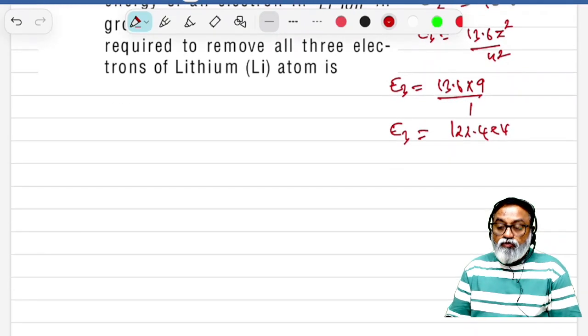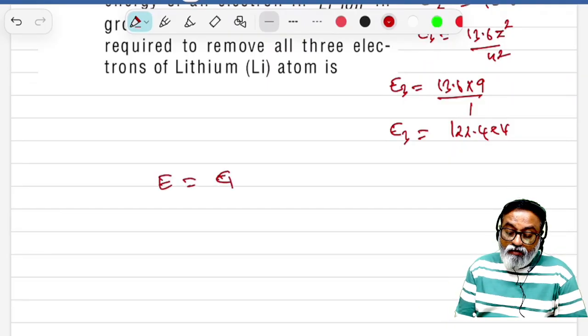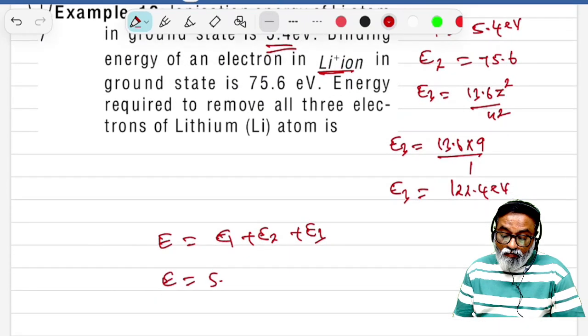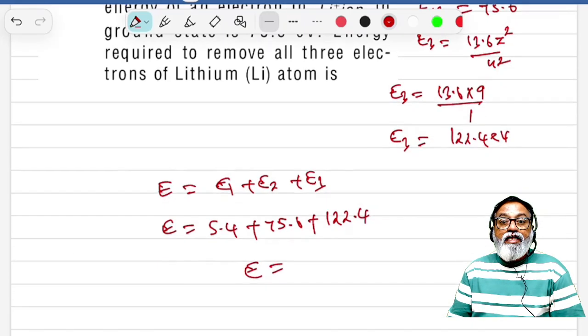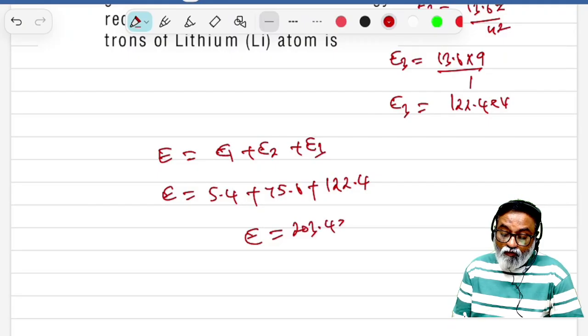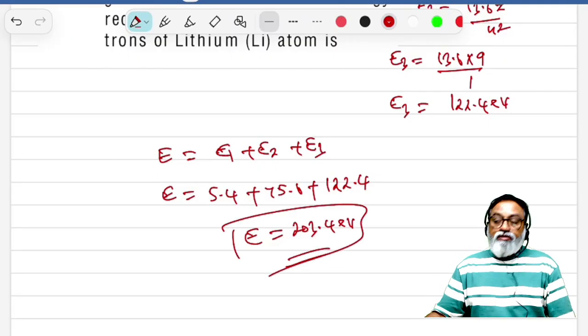Therefore, to remove the 3 electrons, total energy required E is equal to E1 plus E2 plus E3. E1 is given as 5.4, E2 is 75.6, E3 is 122.4. Therefore, total energy E is equal to 203.4 electron volts. This is the total energy required to remove all the 3 electrons.